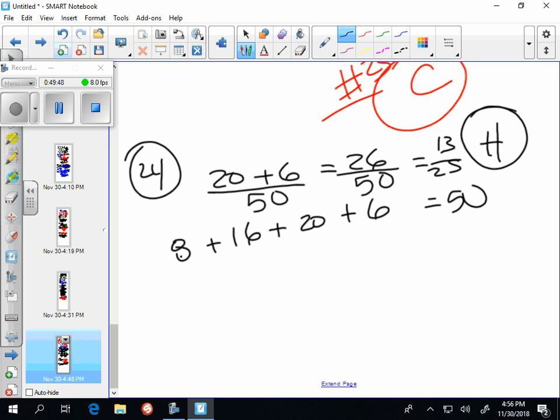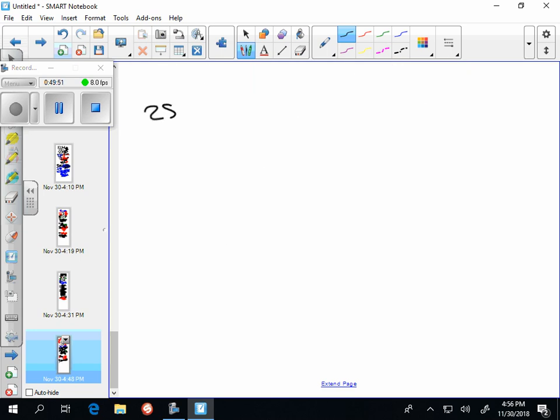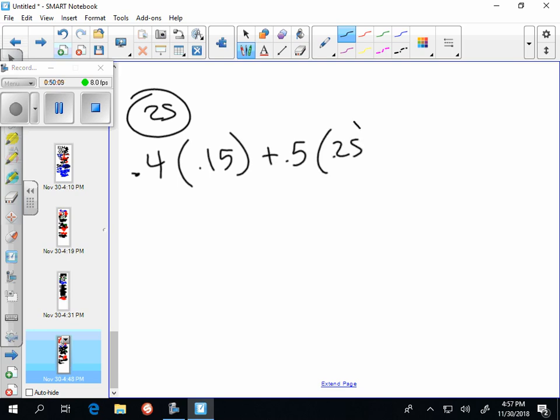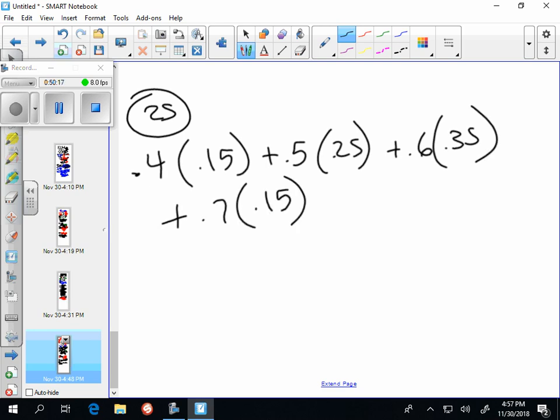Finally, the last problem we're going to do in this packet, number 25. We've got a baseball stadium that has 12,000 seats. We've got probability. Oh, this is another expected value problem. 0.4 times the probability plus 0.5 times its probability plus 0.6 times its probability plus 0.7 times its probability plus 0.8 times its probability, and I end up with 0.58 when I do all that computation.